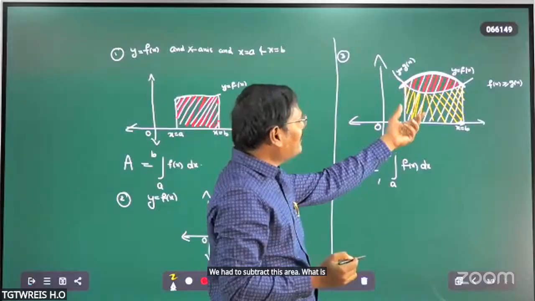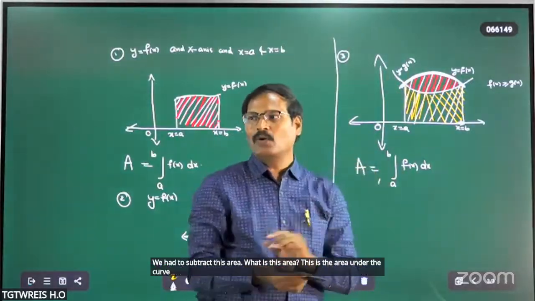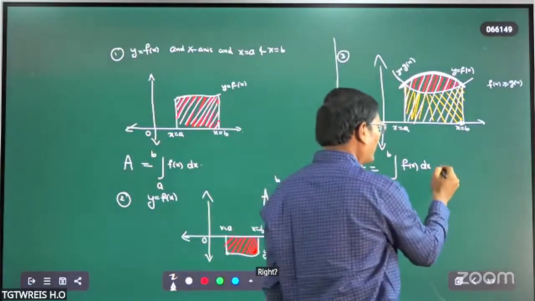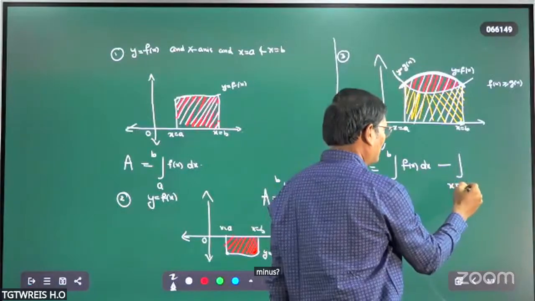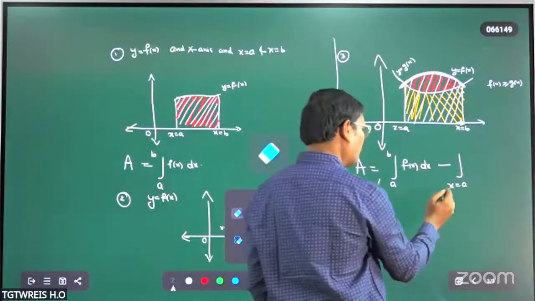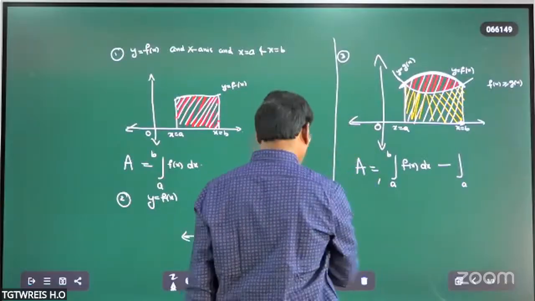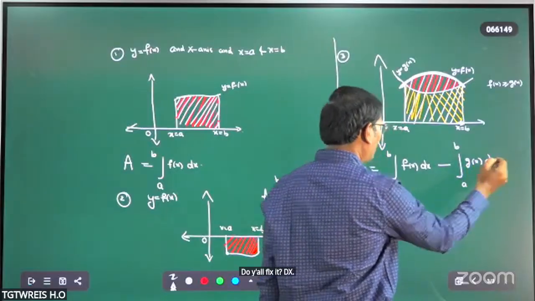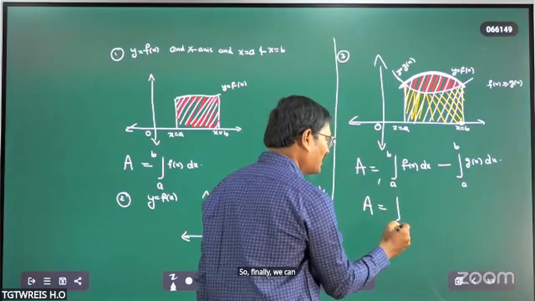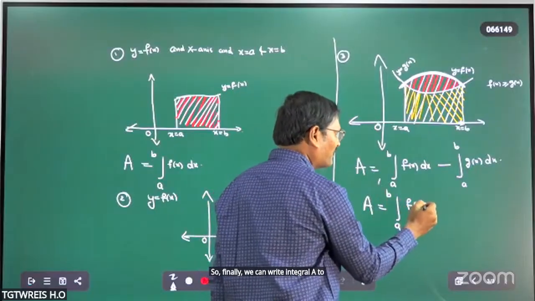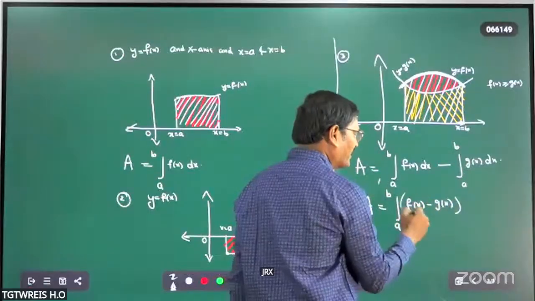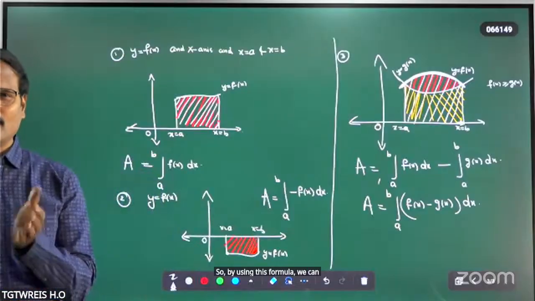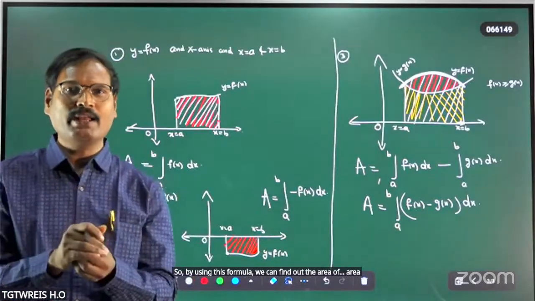What is this area? This is the area under the curve y is equal to g of x, right? Minus integral a to b g of x dx. So finally, we can write integral a to b of f of x minus g of x dx. So by using this formula, we can find the area bounded by any two curves.